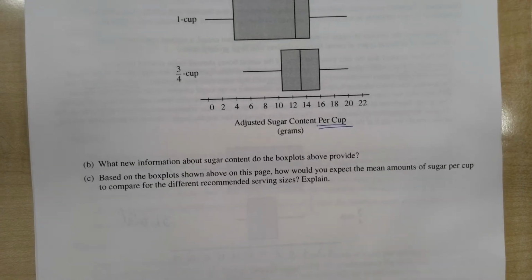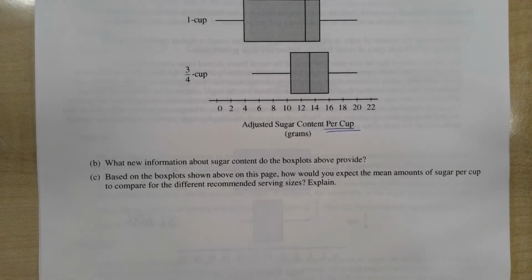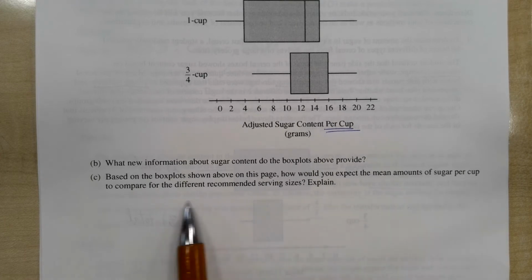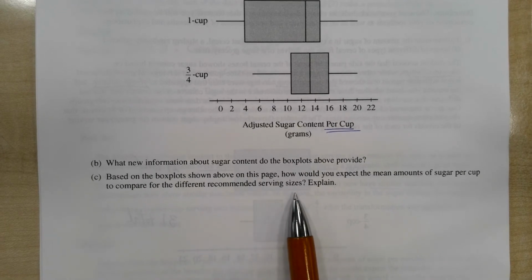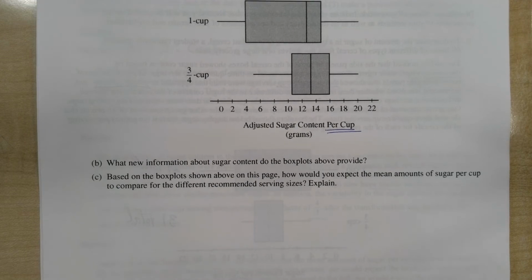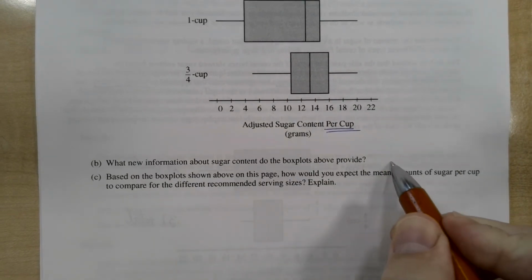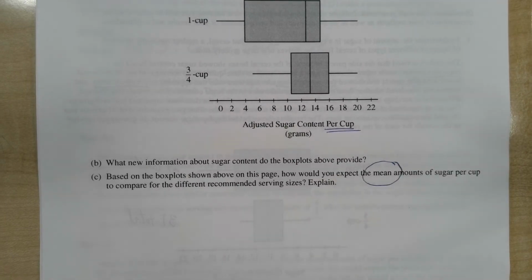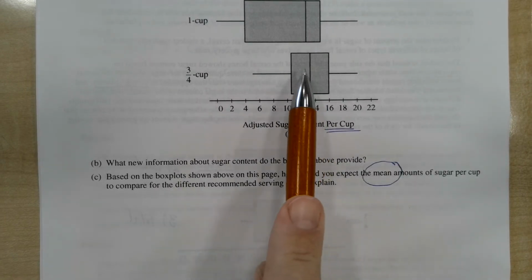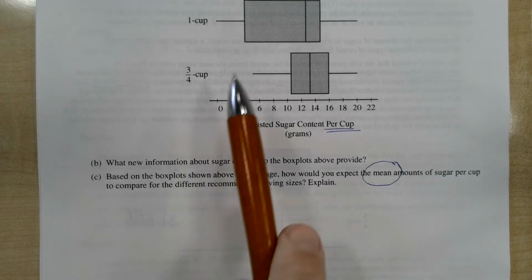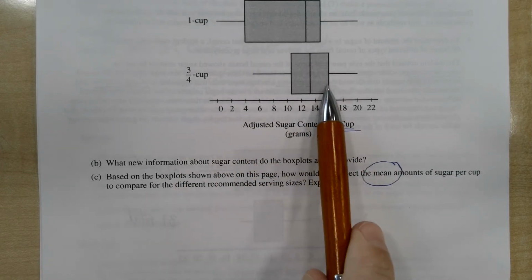Last question. Based on the box plots shown above on this page, how would you expect the mean amounts of sugar per cup to compare for the different recommended serving sizes? Expect the mean amount. So now instead of median, they're talking about mean. So what we have to look at, this is another one of those little topics that this is getting at, right? It's getting at, do you know how the mean and the median compare to each other depending on the shape of a graph?